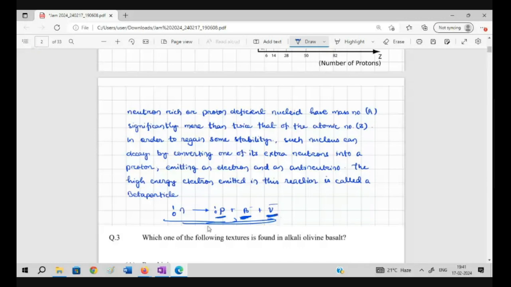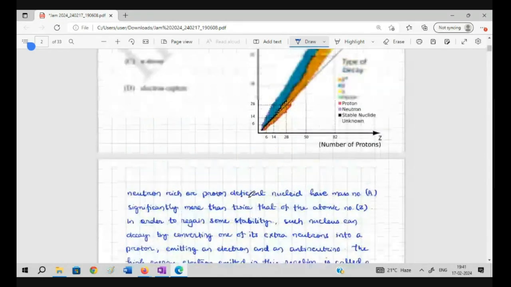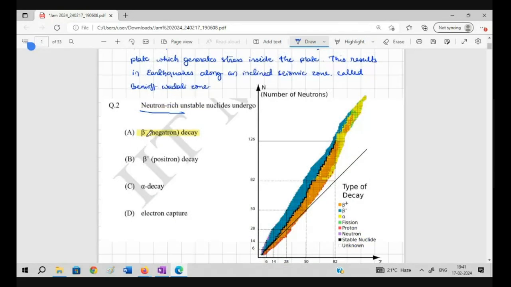So this is the process by which negatron decay occurs in a neutron rich nuclide. That is, a neutron breaks apart into two parts: a proton and a high speed electron, which is called the negatron. So the correct option will be negatron decay, by which the neutron rich nuclide will undergo decaying. Is it correct?